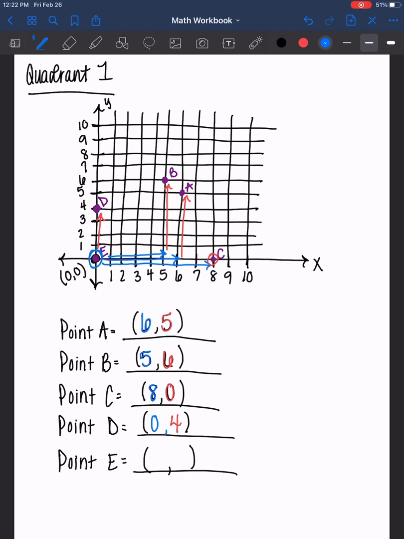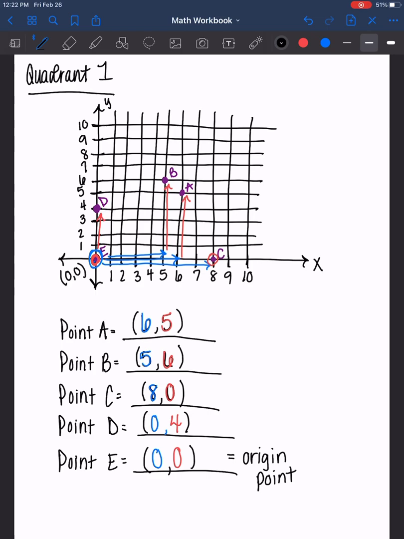So let's go ahead and look at point E. What do we notice about point E, you guys? Look at this. Point E doesn't crawl anywhere, and point E doesn't stand anywhere. Well, if we're staying in that one little spot, that means we are on our origin, which is 0, 0. So point E is on our origin.